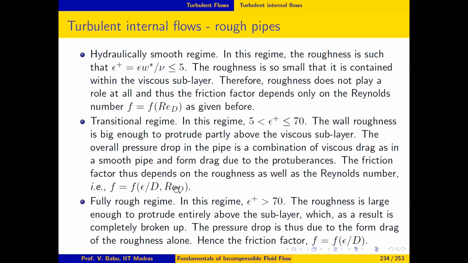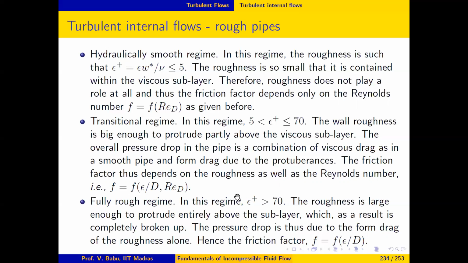One is the Reynolds number, so the viscous pressure drop, or pressure drop due to viscous action, depends on Reynolds number, and the pressure drop due to the form drag from the protuberances depends on epsilon over d. So the overall friction factor depends on these two quantities.